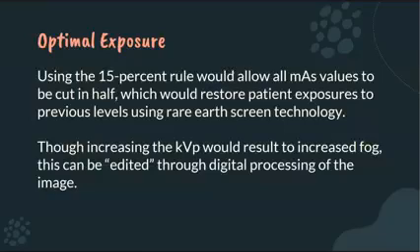Okay, which would restore patient exposures to previous level using rare earth screen technology. So the 15% rule is employed in order to decrease patient dose. Though increasing the kVp would result in increased fog, this can be edited through digital processing of the image. Okay? So in all but chest exposures, we should use high kV and low mAs. Okay? So that is the optimal exposure for all the body parts.